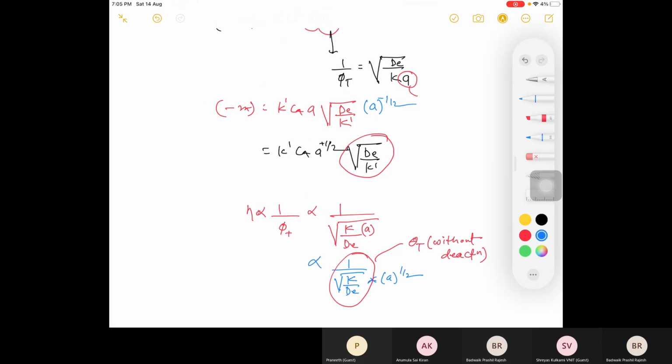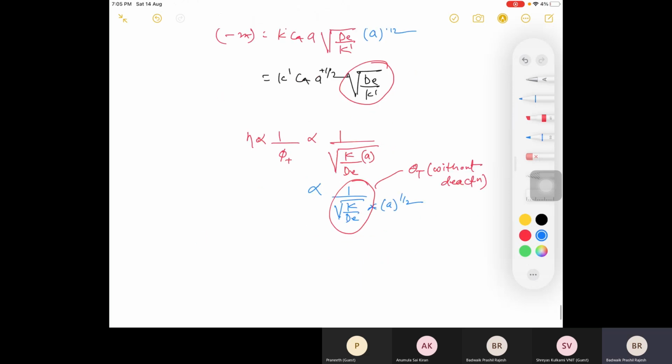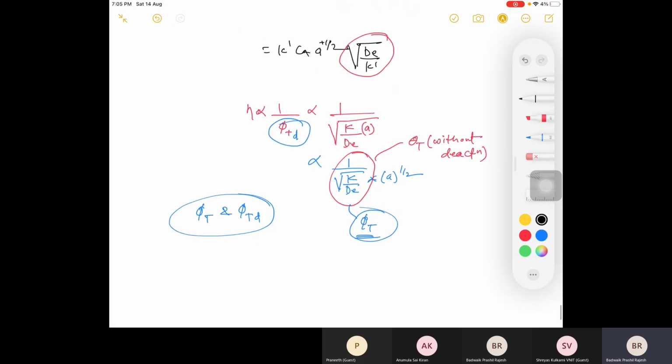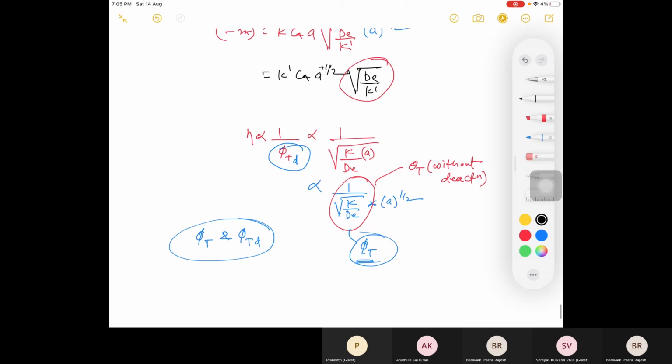Now can you get the difference? Why I wrote phi t and phi td? Yes, sir. This is your phi td. Yes, sir. And this will be your phi t. This is with deactivation and this is without deactivation. Okay, that's a major point you need to keep in mind. So I can write here as 1 by theta t, right?